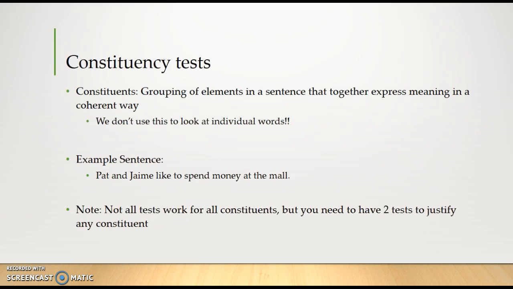Constituents are groups of elements in a sentence that together express a meaning in a coherent way. We do not look at individual words as constituents. It has to be a group of elements. If we look at the example sentence, Pat and Jamie like to spend money at the mall, you can't just say Pat is a constituent, Jamie is a constituent. We're looking at sections together that form constituents. Not all tests work for all constituents, but you have to have at least 2 tests in order to justify any constituent that you're arguing.